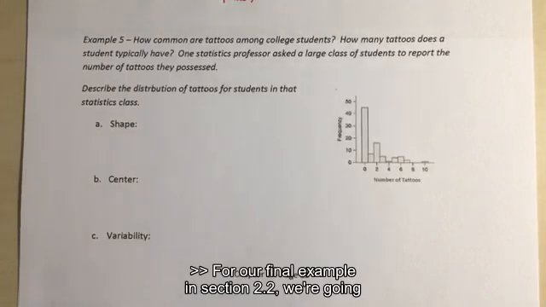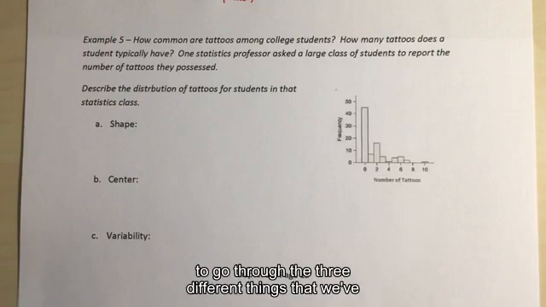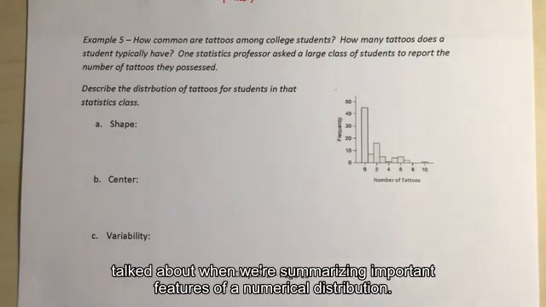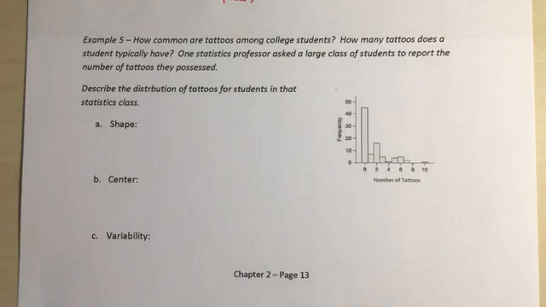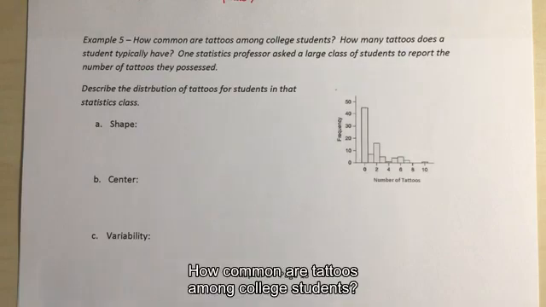All right, for our final example in section 2.2, we're going to go through the three different things that we've talked about when we're summarizing important features of a numerical distribution. We have shape, we have center, and variability, which is spread. So, how common are tattoos among college students?